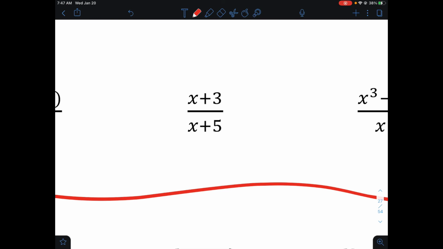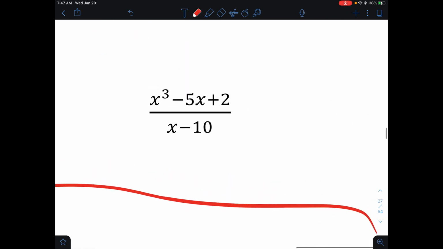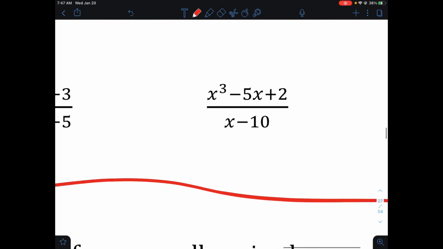Now, this one is tricky. Let's see, actually. You know, we'll get back to you on that one. All right, this one here will be our last one. We've got x to the third on top, so that's going to be a third degree, and the one on the bottom is going to be a first degree. So this actually should give us an improper.